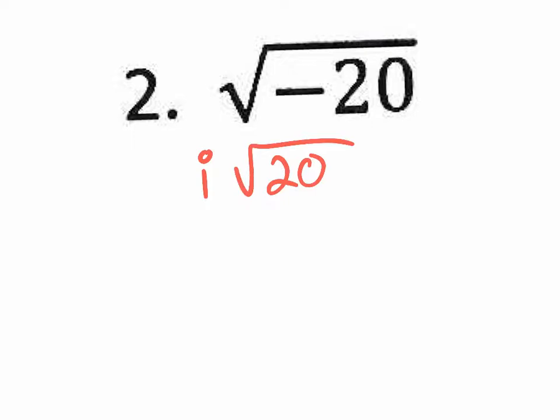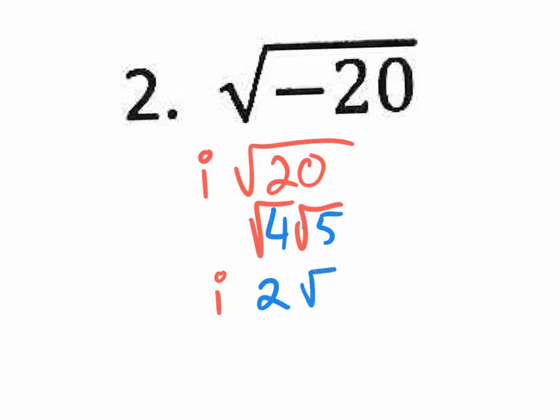And now let's deal with 20. Am I going to rewrite it as 2 times 10? No. Why not? None of those are perfect squares. All right, so what am I going to break it down to? 4 times 5. So 4 times 5, and I'm going to split the root. I'm going to end up with an i out in the front and a nice, beautiful number 2, and the square root of 5 stays the square root of 5.